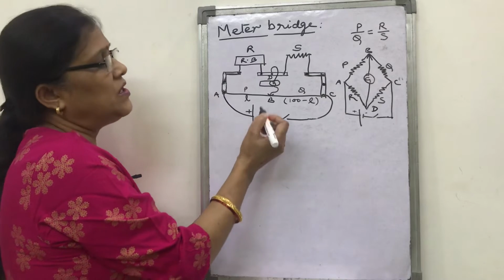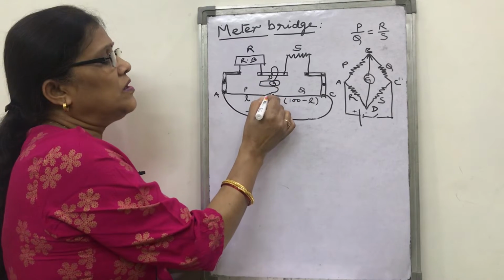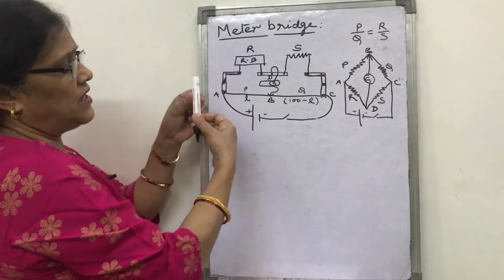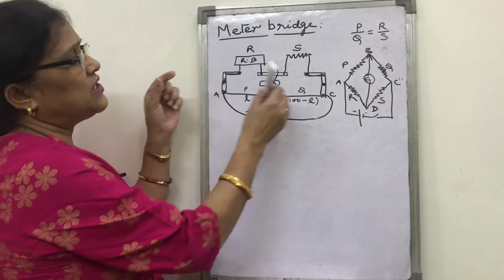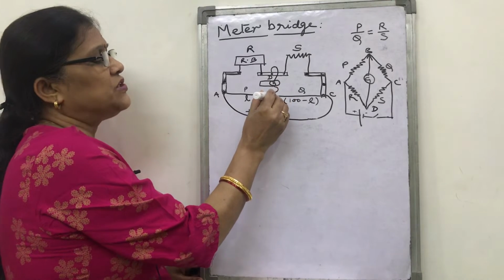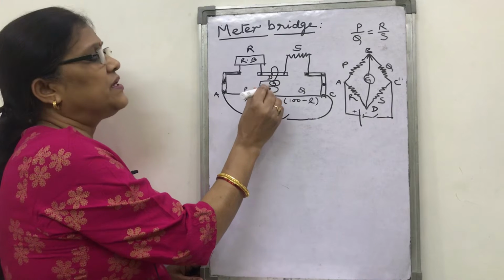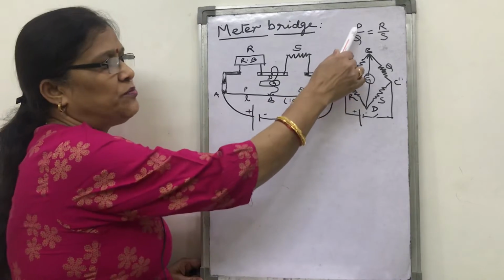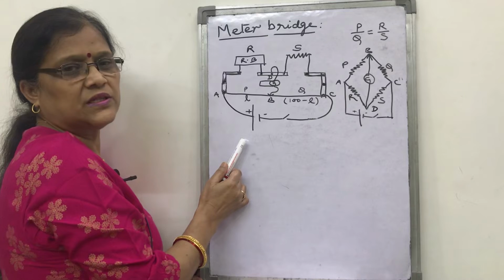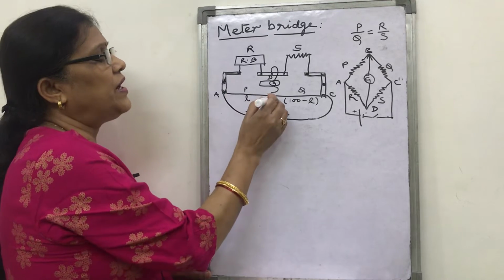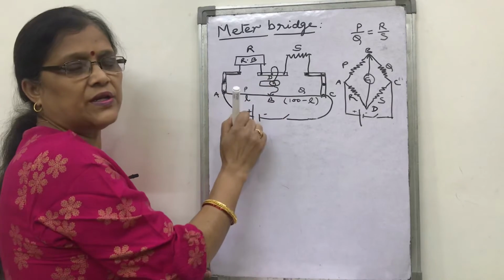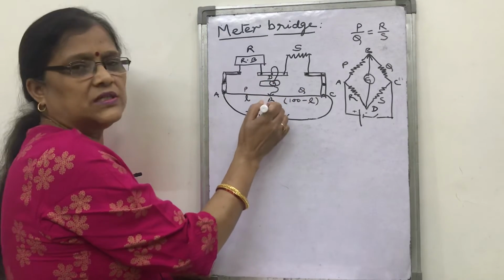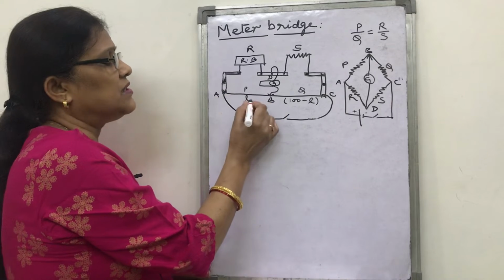Look here, the battery is connected with the ends A and C. Now what happens if the knife edge of the jockey, a pen-like device whose end is a knife edge, slides over the wire, and the point at which the jockey is touched so that there is no deflection in the galvanometer, that point is B, and we achieve the condition P upon Q is equal to R upon S. So to find the value of the null point, at which point on the 1 meter length wire the null position is achieved, we note that the A to B length is L.